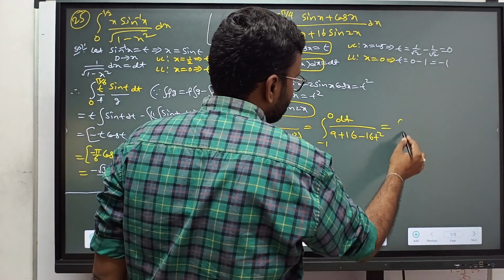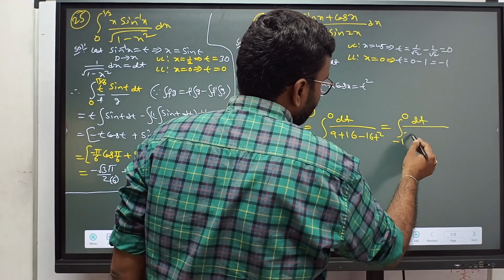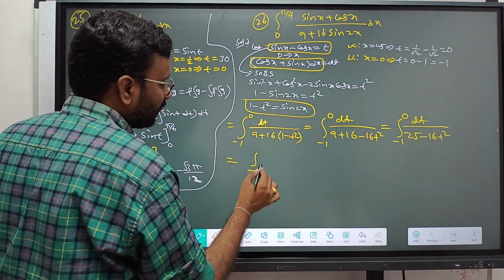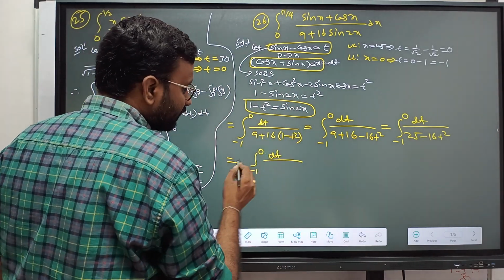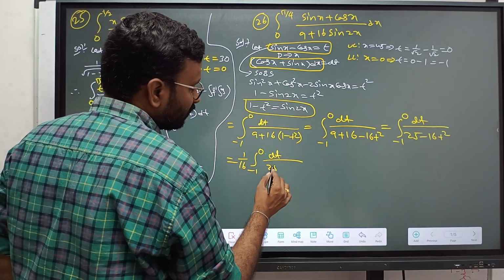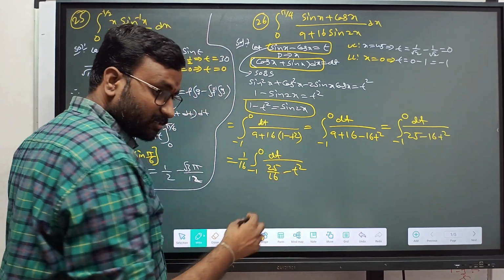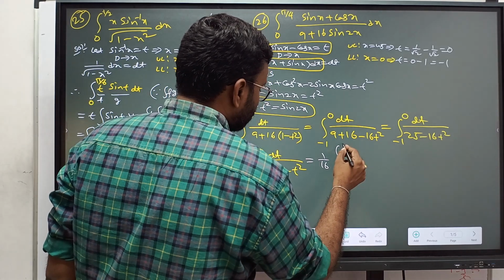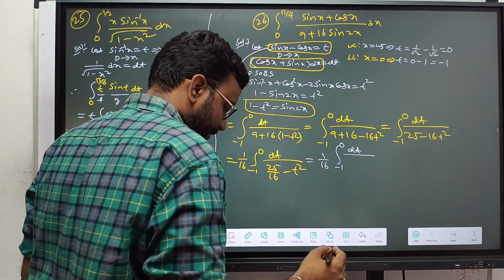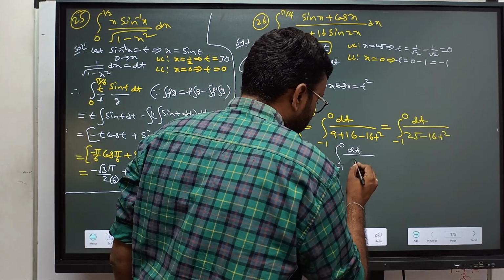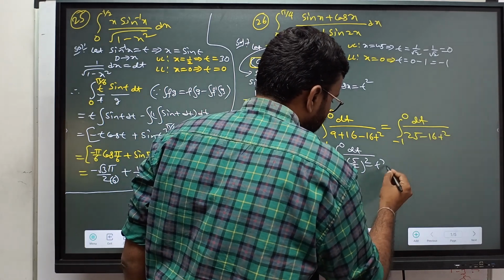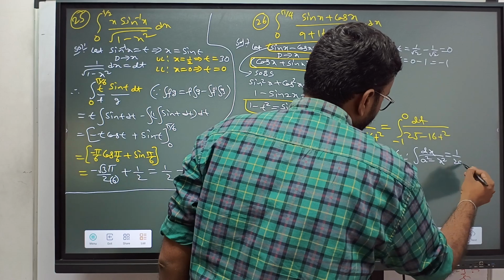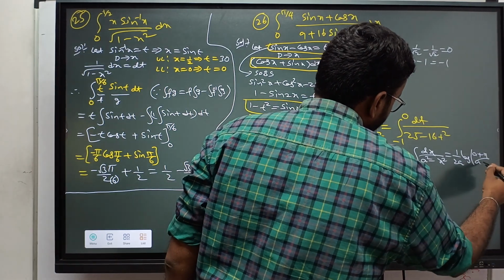minus 16 t square, which is the integral from minus 1 to 0 of dt by 25 minus 16 t square. Taking 16 common, 1 by 16 goes outside. This is 25 by 16 minus t square, the a square minus x square form, which is 1 by 16 integral from minus 1 to 0 of dt by (5 by 4) whole square minus t square. The formula is integral dx by a square minus x square equals 1 by 2a log mod (a plus x) by (a minus x) plus c.